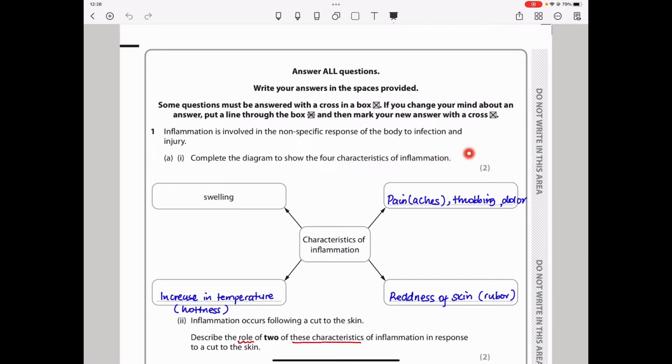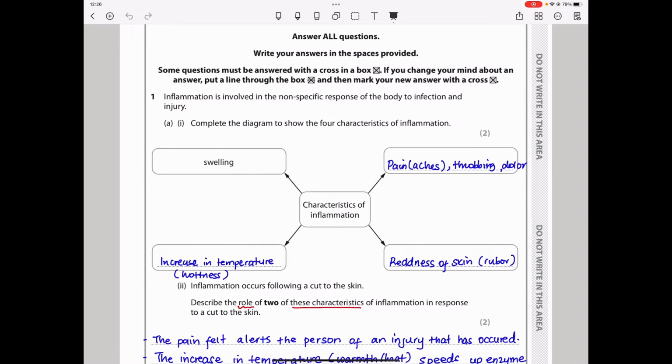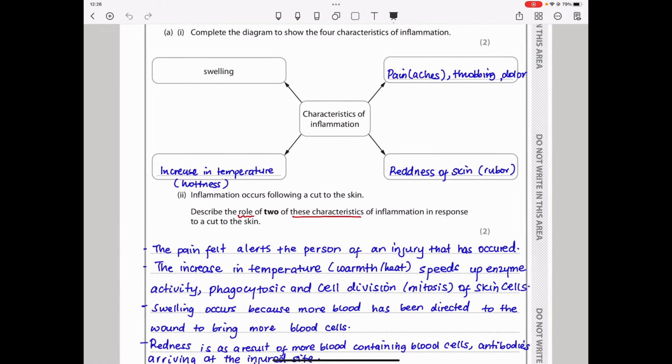When there is inflammation, there is going to be swelling. Sometimes you're going to feel pain or aches or throbbing. This is to alert you that you've hurt yourself. Then there is going to be redness of skin, because more blood has been diverted to that area that is inflamed. And then there is an increase in temperature. This is so that enough energy is provided for the reactions that occur during inflammation to occur at the right amount of energy or right temperature.